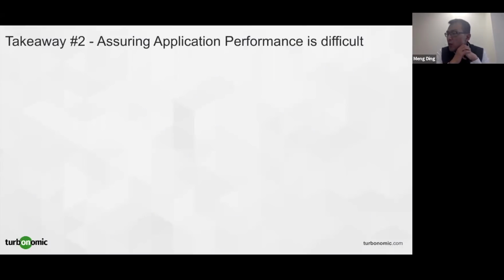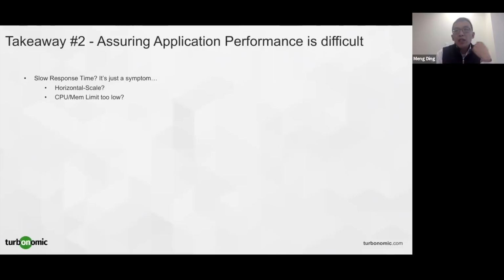And another takeaway is, again, we've mentioned that it is very difficult. It's not an easy task to assure application performance, because what we see is only a symptom, right? You have slow response time, you have low transaction QPS. So we have many dimensions to explore.